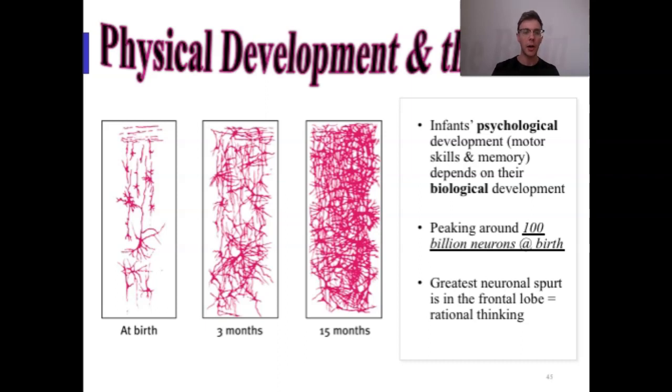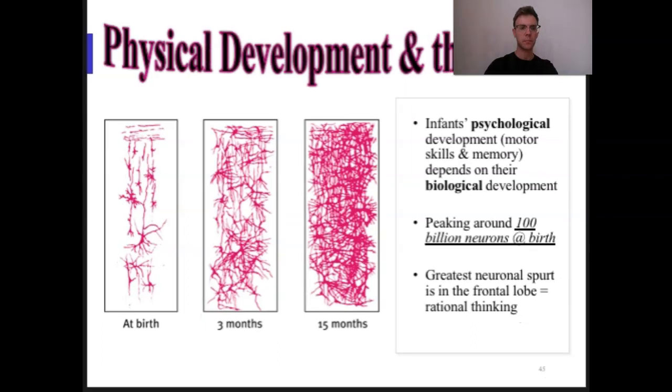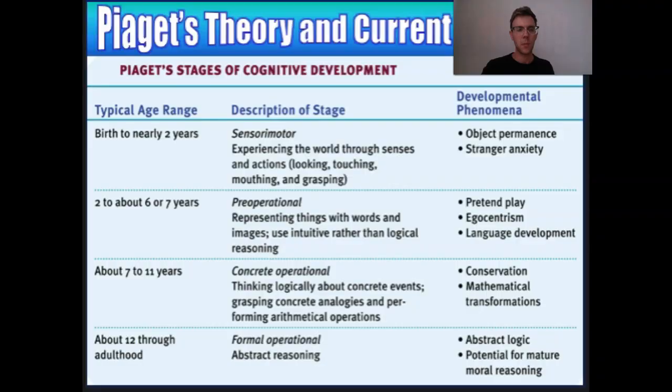Okay, now we're going to go into Jean Piaget. Piaget's theory of cognitive development has 4 specific stages. You've got birth to 2 years. This is sensory motor, and the developmental phenomena here are object permanence and stranger anxiety.